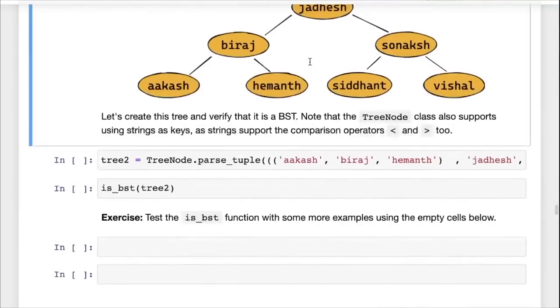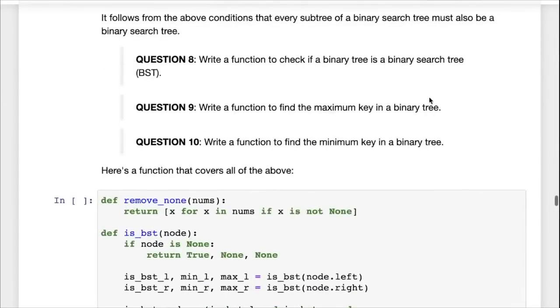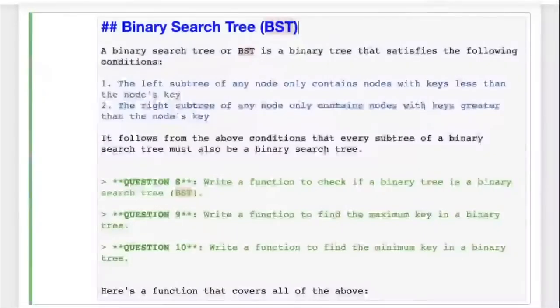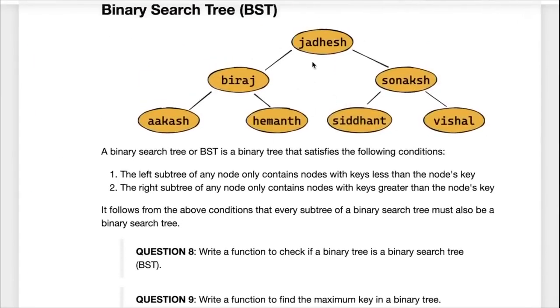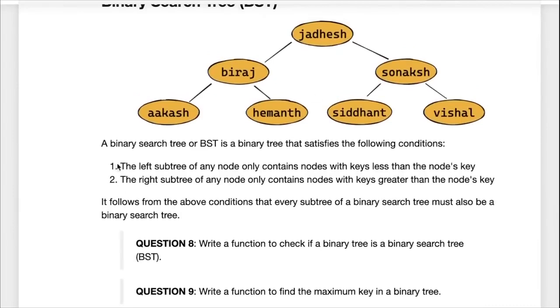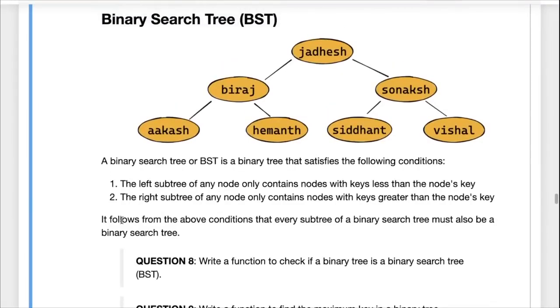And we can see that this is, let's just copy this over. So we can see that this tree here is actually a binary search tree, and you can verify that these two properties hold for each of these nodes. And it should follow from these two conditions that every subtree of a binary search tree must also be a binary search tree. So I'll let you verify that if you pick up any node and you see the tree under that node, you will see that it is a binary search tree.